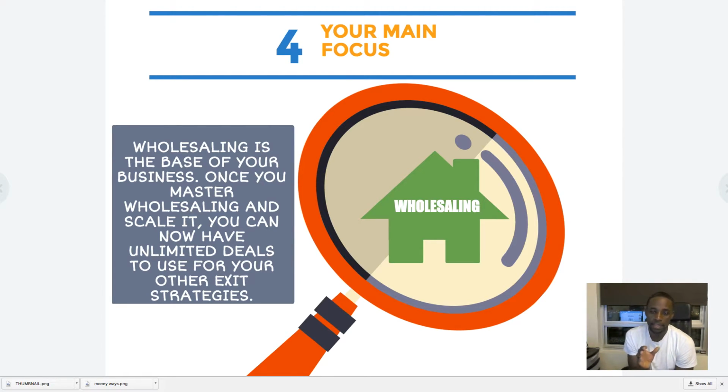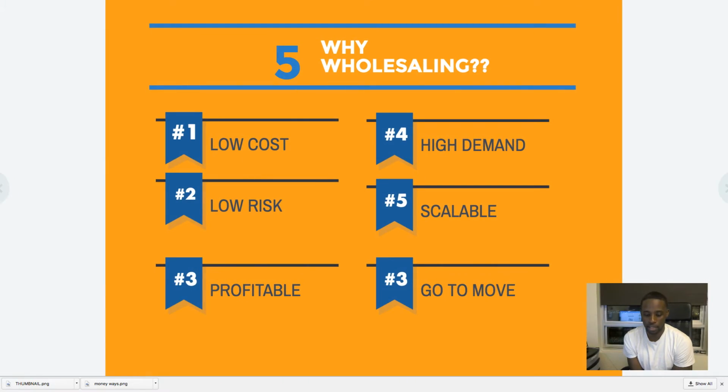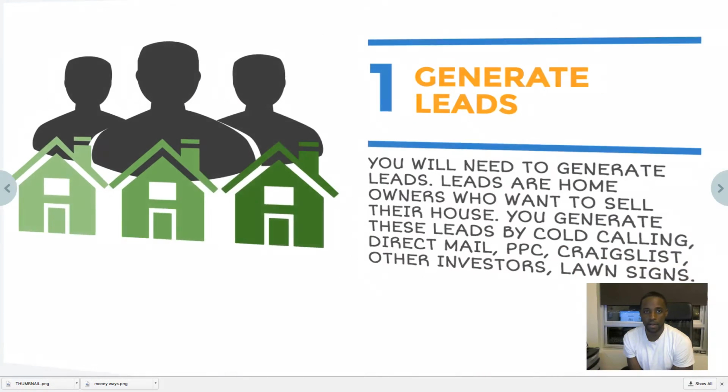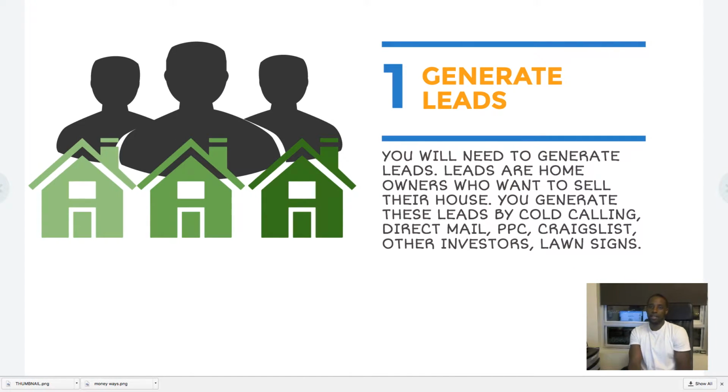But this is the base of your business, because in real estate investing, there's nothing that works without the leads. You have to be able to generate leads. And as a wholesaler, that's all you do. You generate leads, you get them under contract, and then you can flip the contract to another investor, or you can rehab the house yourself, or you can keep the house for your rental portfolio.